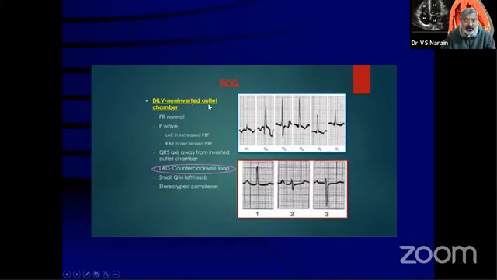If you have a non-inverted double inlet, then you have a counterclockwise loop or a left axis deviation. Lead 1, lead 3 shows you a left axis deviation. So a left axis deviation gives you a non-inverted double inlet.